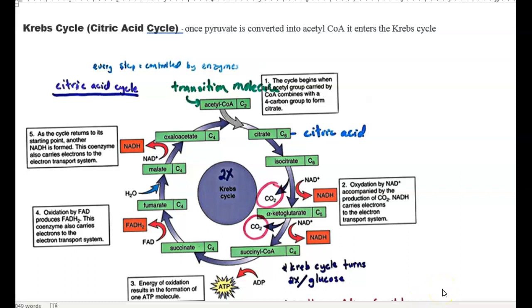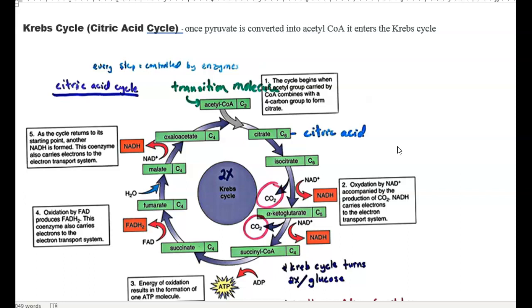Now let me show you why it's also called the citric acid cycle. You do not need to know any of these names except for that first one, citrate or citric acid. Citrate, also known as citric acid, is the first molecule that's formed. Okay, so this is the beginning of the citric acid cycle. Citric acid cycle because that is the name of the first molecule. You do not need to know all these things here. I'll tell you exactly what you need to know about the Krebs cycle.